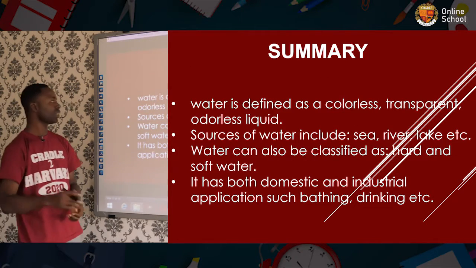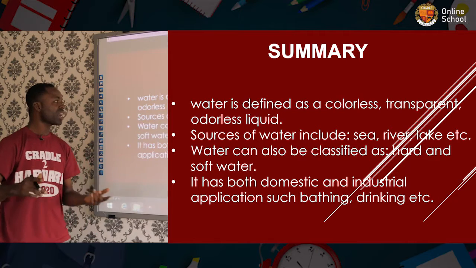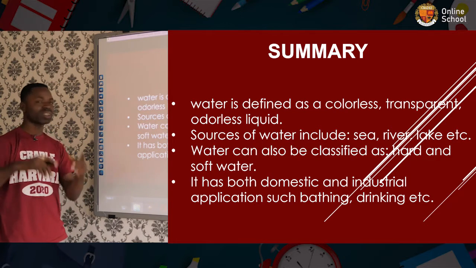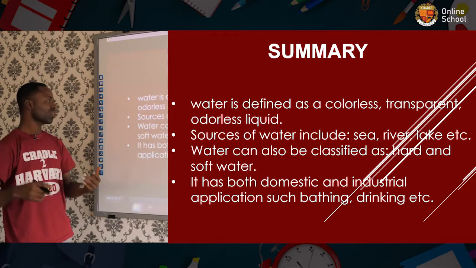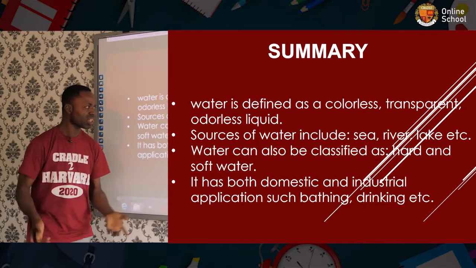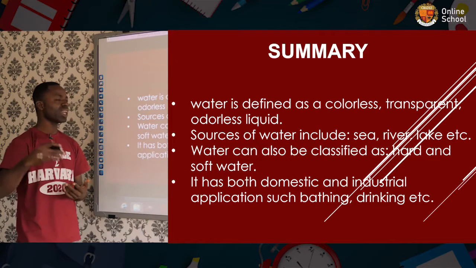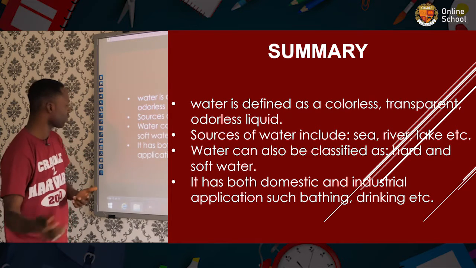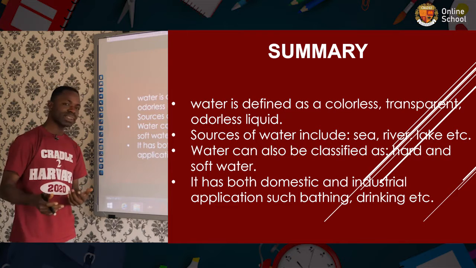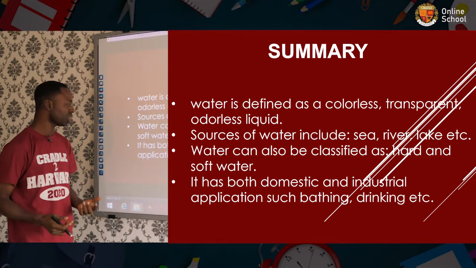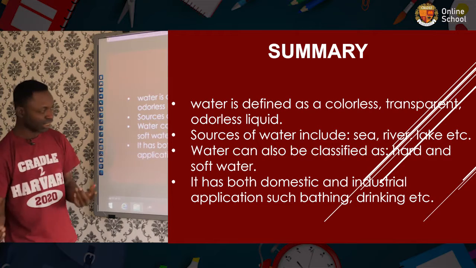So in summary, water is defined as a colorless, transparent, and odorless liquid. Sources of water include sea, river, lake, etc. Water can also be classified as hard and soft water. It has both domestic and industrial applications, such as bathing, drinking, etc.